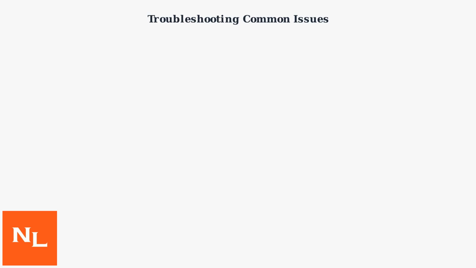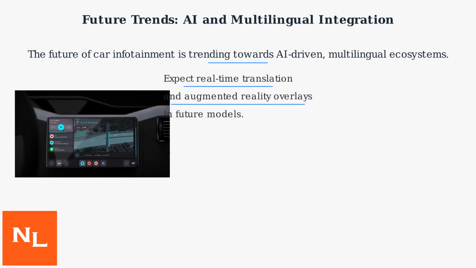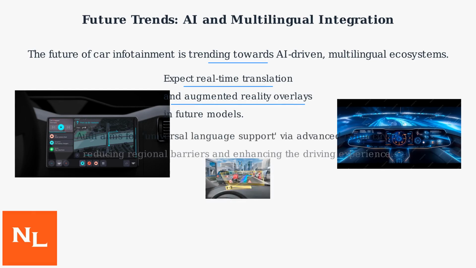Always refer to your Audi owner's manual for detailed instructions. The future of car infotainment is trending towards AI-driven, multilingual ecosystems. Expect real-time translation and augmented reality overlays in future models. Audi aims for universal language support via advanced connectivity, reducing regional barriers and enhancing the driving experience.